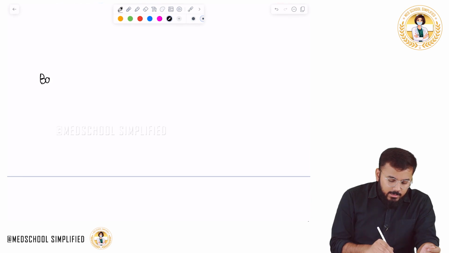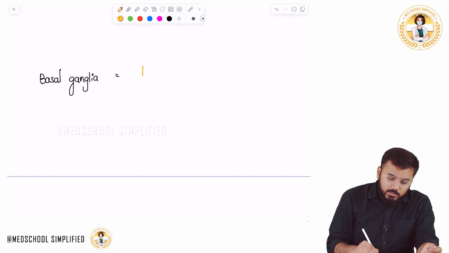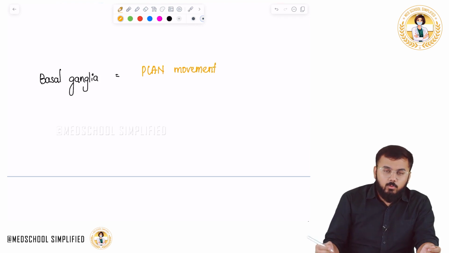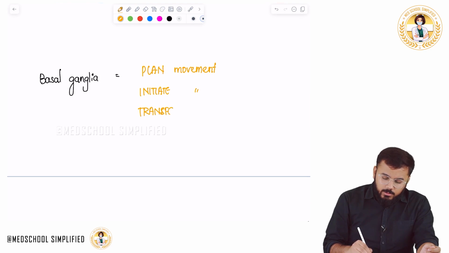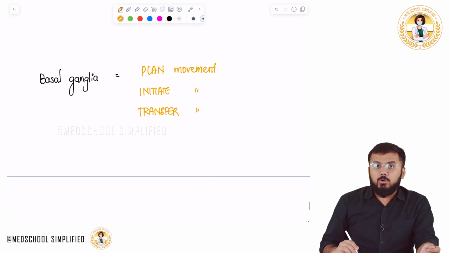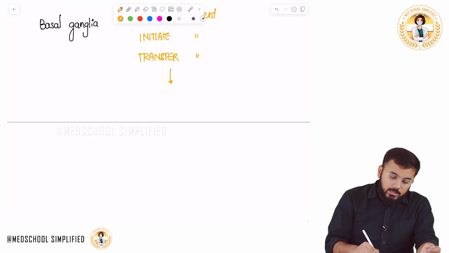So basal ganglia has these functions. It would plan the movement, and not only that, it would initiate the movement. And then it would transfer the movement. Transfer to whom? It would transfer to your thalamus.